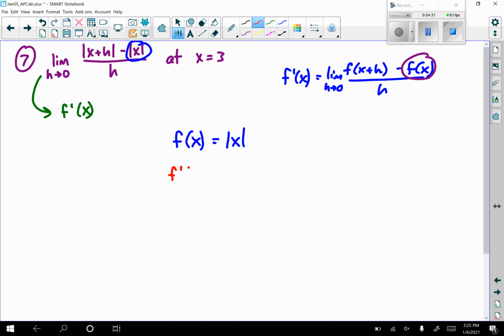So here we would have f prime of x. So yes, this was y prime or f prime of x was equal to x over the absolute value of x. So now we would say f prime of 3 is equal to 3 over the absolute value of 3, which is 3 over 3. So this is 1. And that correct answer was C.